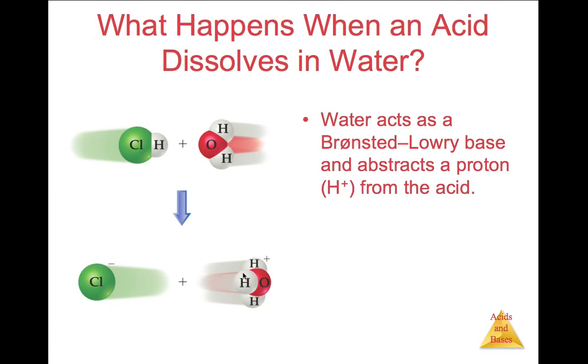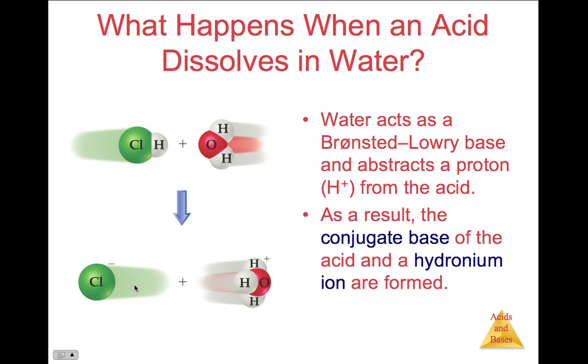So what happens when an acid dissolves in water? Well, water acts as a Bronsted-Lowry base. You can see here HCl, which we memorized as a strong acid, gives away a hydrogen to the water. The water readily accepts it. When this happens, a conjugate base of the acid and a hydronium ion are formed.